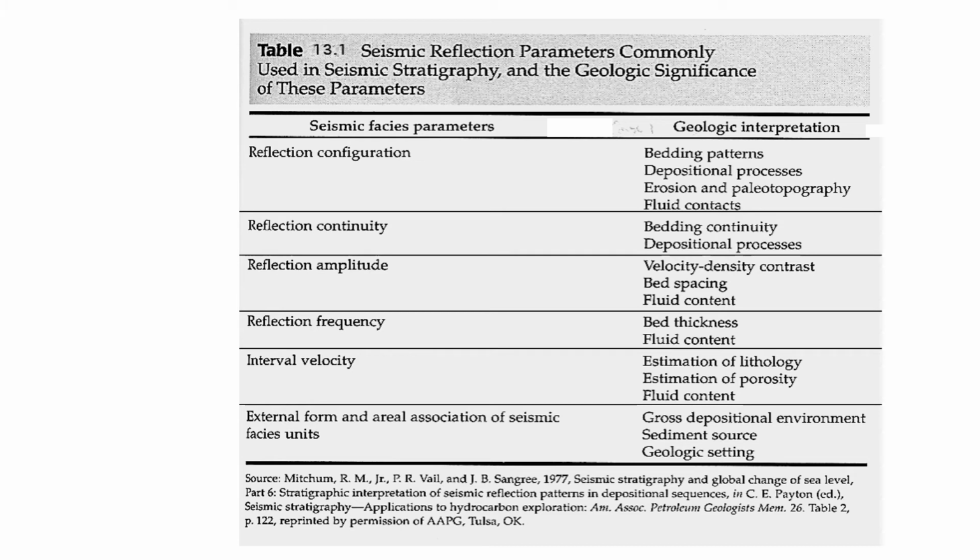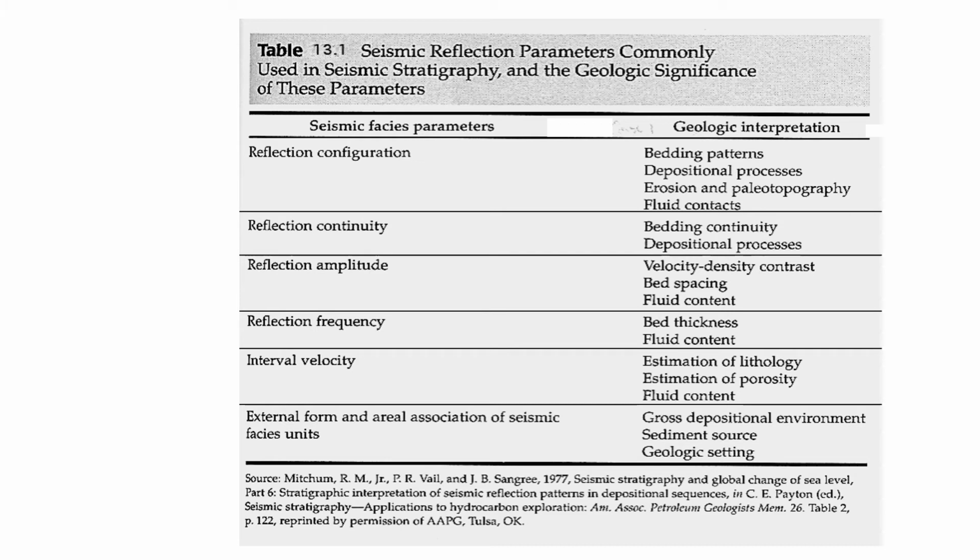We also pay attention to how continuous our reflectors are. This helps us get an idea of bedding continuity, and again, depositional processes. We look at the amplitude of the reflectors. This is going to be usually based on the speed of that signal, so velocity versus density contrast. We can get an idea of the spacing between some of our beds, and more info for fluid contact, which we see with a lot of these.